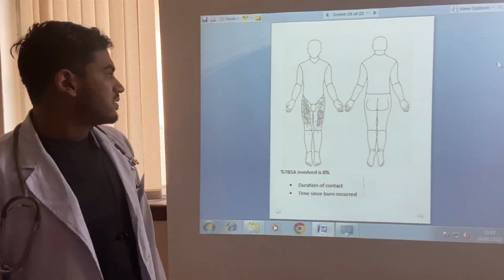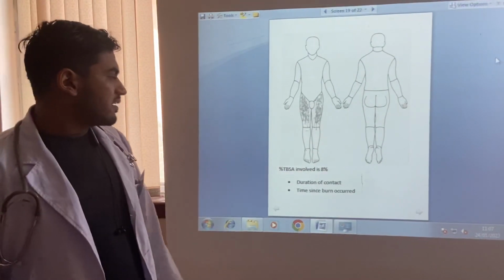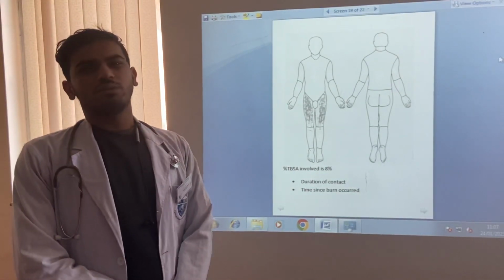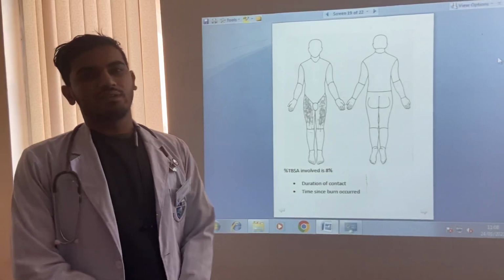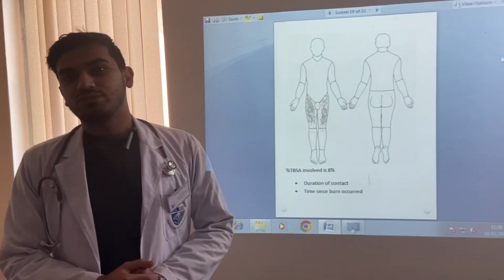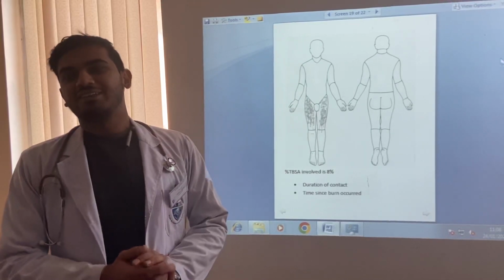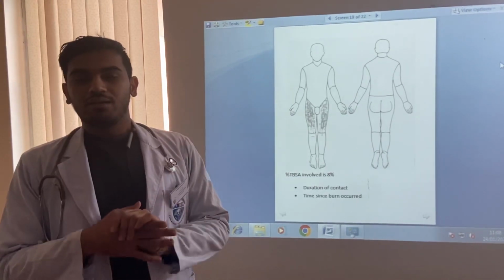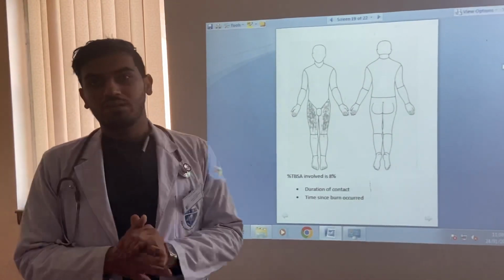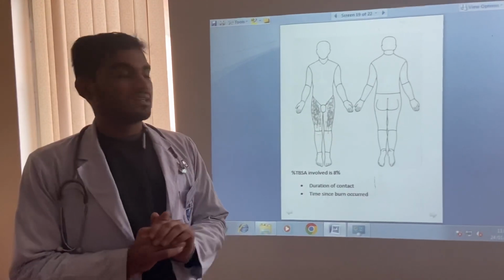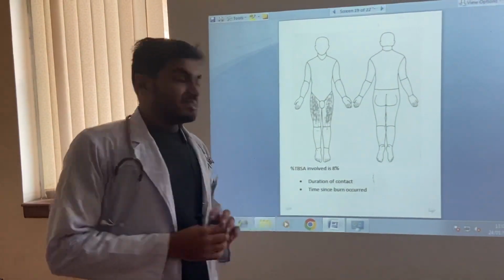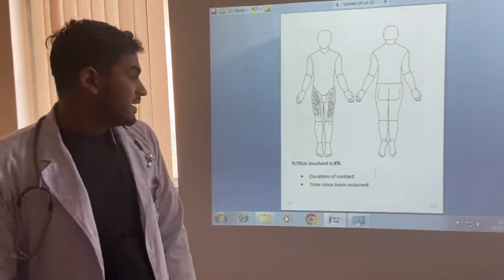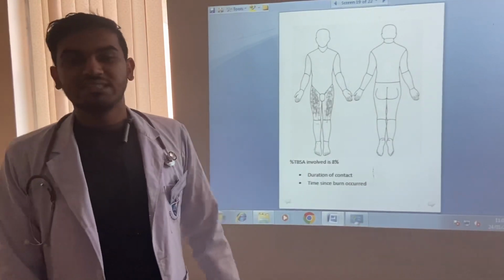So here the thigh is burned due to a scald burn, as scald burn is the most common cause of burn in our country, and small children, like pediatric patients, are more vulnerable to scald burn in our household setting. So here the total body surface area involved is 8%, as 4% and 4% for each thigh.